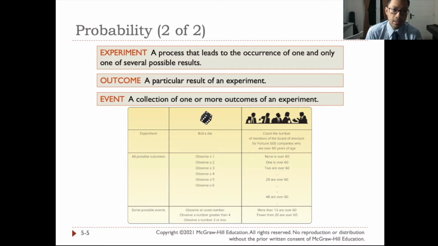Now, an event is a collection of one or more outcomes of an experiment. So for example, when you roll a die, you can observe even numbers. So for example, you observe either 2, 4, or 6. And so that's going to be an example of an event. For the second experiment, an example of an event includes more than 25 are over 60 years, or for example, fewer than 50 are over 60. So these are examples of experiment, outcome, and event.